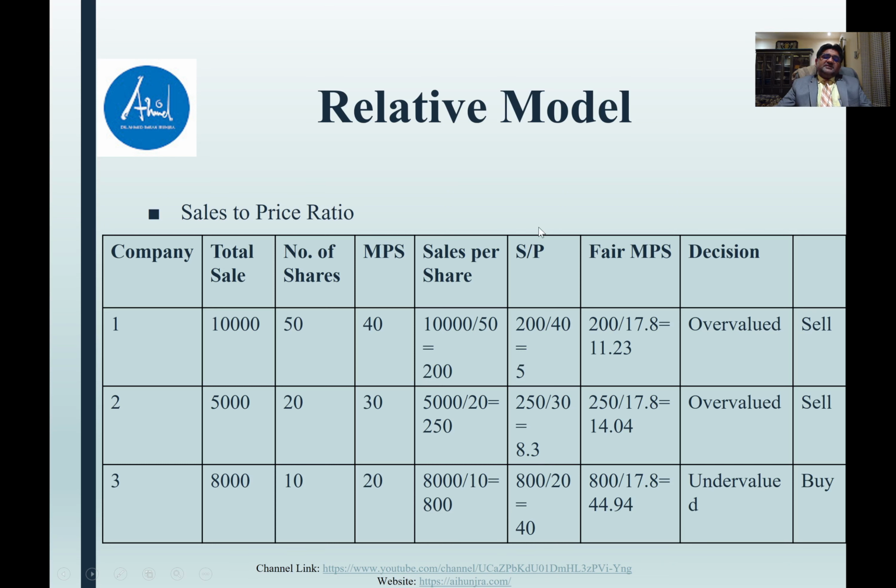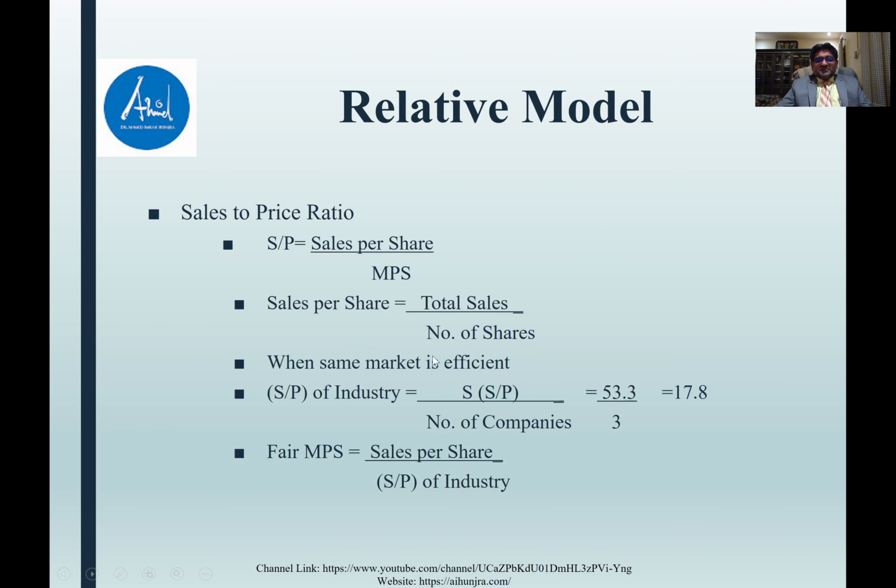And how can we find the fair price? First of all, we have to find the sales to price ratio of the industry. That is the sum of sales to price ratios divided by the number of companies. Same as the previous calculation. So the sum of sales to price ratios, 53.3, divided by the number of companies. In this case, there are 3. 17.5 is the sales to price ratio of the industry.